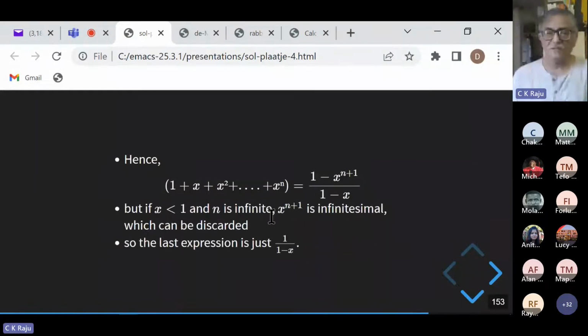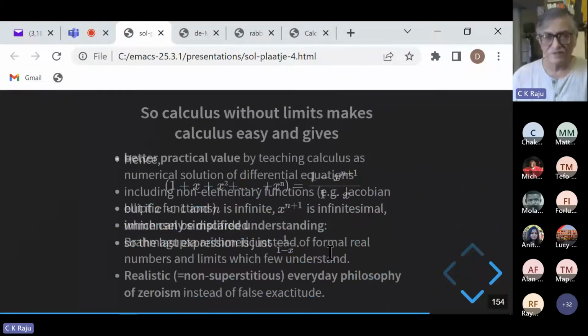And then you say, therefore, that this sum is this ratio, this rational function, 1 minus x raised to n plus 1 by 1 minus x. And then you say if x is less than 1, then when n is infinite, x raised to n plus 1 is infinitesimal, so discard it. No real numbers, no set theory, nothing. And so that's the simple way in which one can do things.